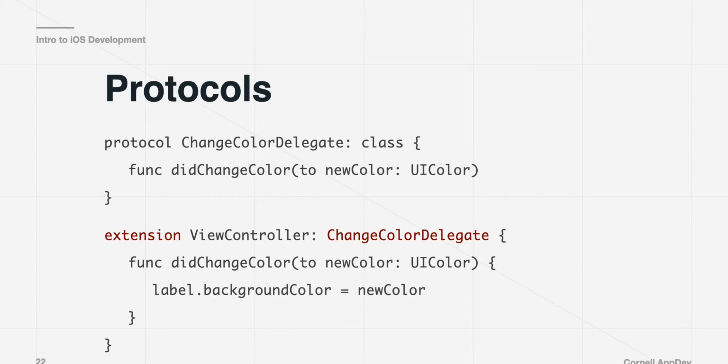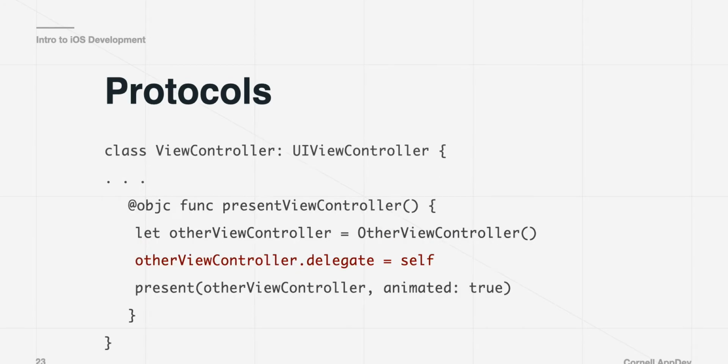Okay, so this is a bit more detail. This protocol is called ChangeColorDelegate, and it has one function called didChangeColor. If you want your view controller to conform to this protocol, all you have to do is write extension ViewController, then a colon, and then ChangeColorDelegate. Inside those braces, you would have to implement all the functions of the ChangeColorDelegate. Multiple view controllers can conform to the same protocol. They just all have to implement and define the functions themselves.